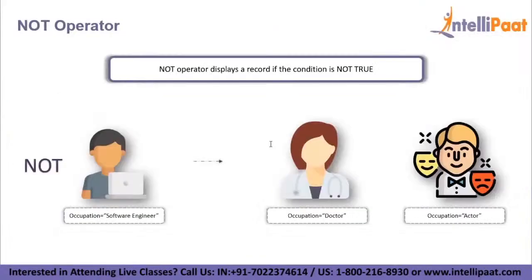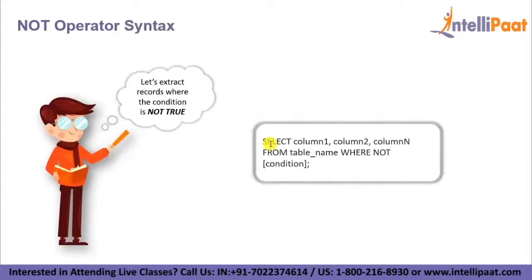And finally we have the NOT operator. So with the NOT operator, we can extract those records where the condition is not true. For example, if I wanted to extract all those records where the occupation of the person is not equal to software engineer, then I'll use the NOT operator. So let's have a look at the syntax of the NOT operator. So here we follow up the where clause with the NOT operator and then give the condition.